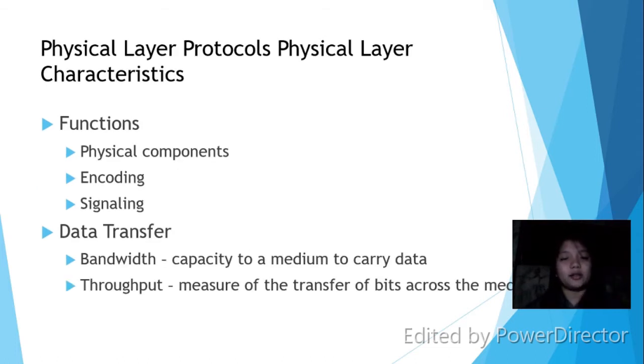The physical layer protocol. So these are the physical layer characteristics: the function and the physical components. The physical components are the physical devices like the PC, the laptop, the router, and devices that do the encoding. So you will put the message as a signal. Data transfer: the bandwidth is the capacity of a medium to carry data. The throughput is used to measure the transfer of bits across the media.